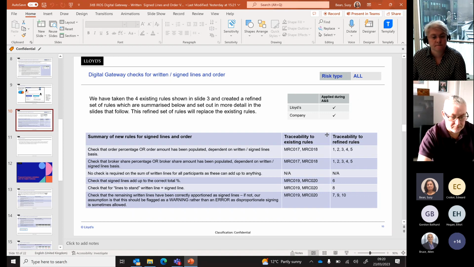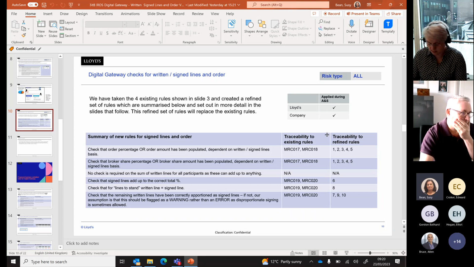The first thing is to check that the order percentage or order amount has been populated, dependent on the written or signed lines basis. That is from rules 17 and 18 and traces back to the rules we've defined as 1 to 5. Check that the broker share percentage or broker share amount has been populated, again dependent on the written or signed lines basis. No check is required on the sum of written lines for all participants, as these can add up to anything. So there isn't a check for that at the moment, and we don't propose to put one in, because at written line stage there isn't a limit on what they can add up to.